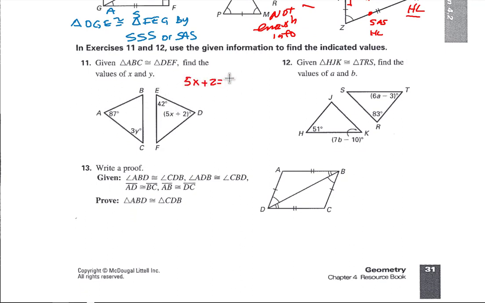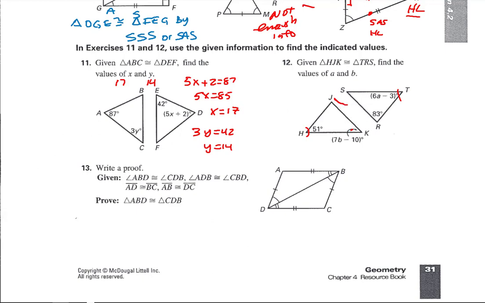For these, we want to match these up in order as given by the congruence. So A goes with D, B with E, and C with F. Angle A is going to be 5x plus 2, which lets us know that x is going to be 3 and A is 17 degrees, and 3y is going to be 42. C is congruent to E, so that means that y is going to be 14. And all we had to do for this one was find the values of x and y.